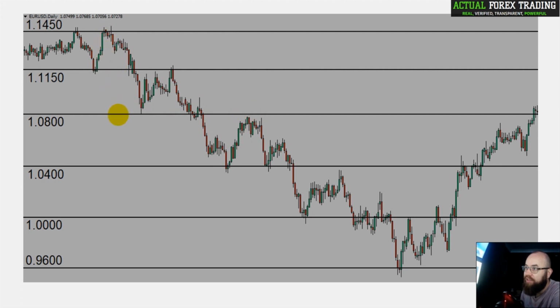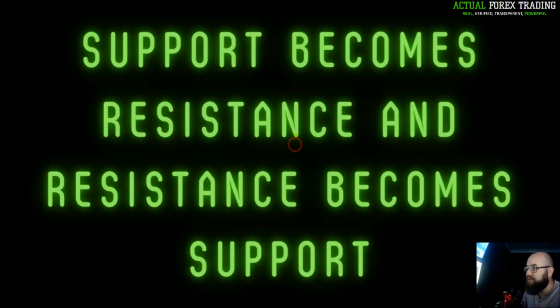Another way to look at these psychological levels and support and resistance in general is ceilings and floors. Floors are support, they support you, they hold you up. Ceilings are above you, they keep you down. When you move above a ceiling, it becomes a floor. So the floor you're standing on is the ceiling below you. And the same with moving down. If you're on a floor and you go down a level, that floor has now become a ceiling. So support becomes resistance. Resistance becomes support.